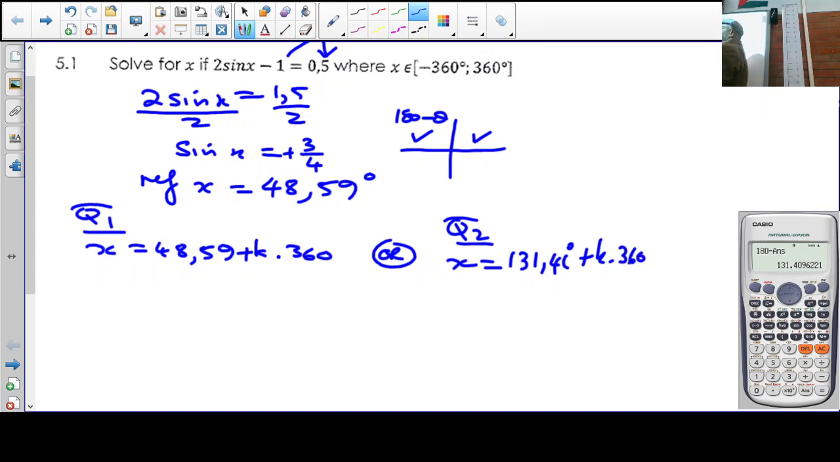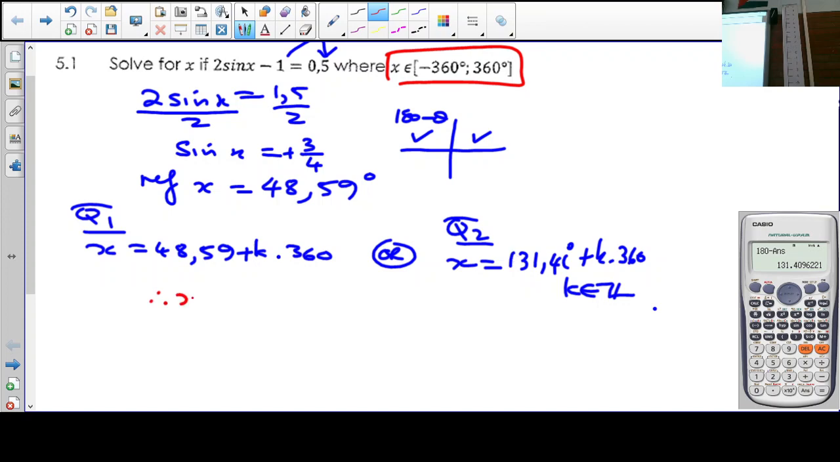And why k times 360? Because the period of the sine and cos graph is 360. That's right, k times 360. And we mustn't forget to say that k is an element of integers. But remember, there's a restricted domain. So if the question was for the general solution, that's where I stop. Okay? But that wasn't the question. The question was the restricted domain. So I now say, therefore, x is an element of, and you start listing.